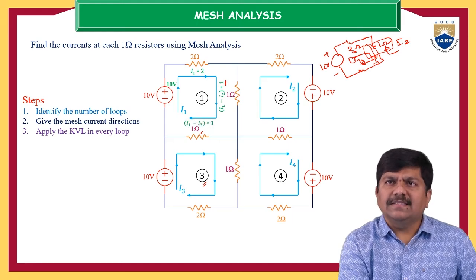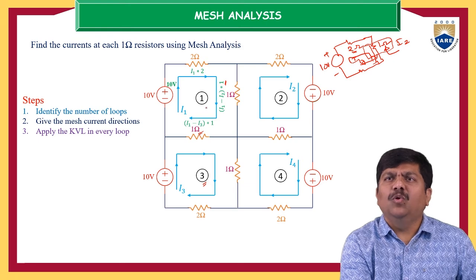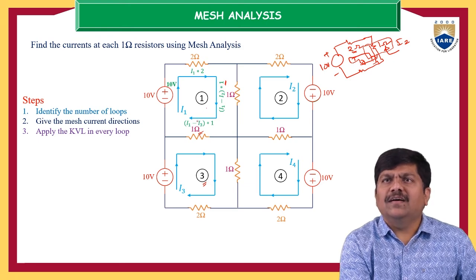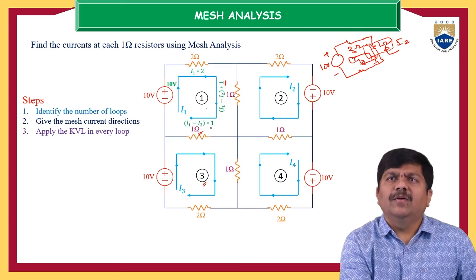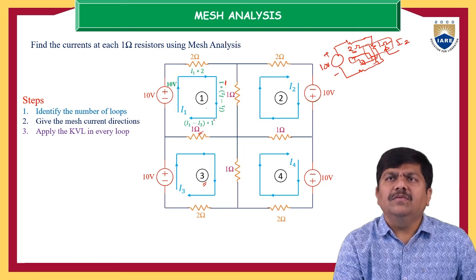Similarly, across this other 1 ohm, which is shared by loop 1 and loop 3, the current values are I1 minus I3 into 1. We give priority to I1 as positive because we are working in loop 1. So let us give priority to that particular current: I1 minus I3 into 1.